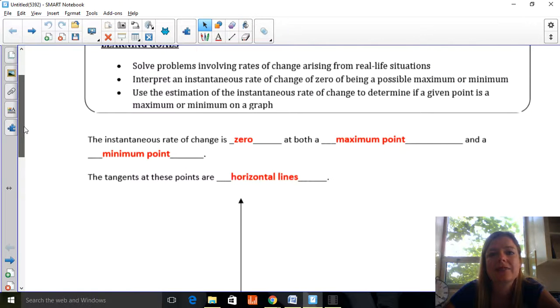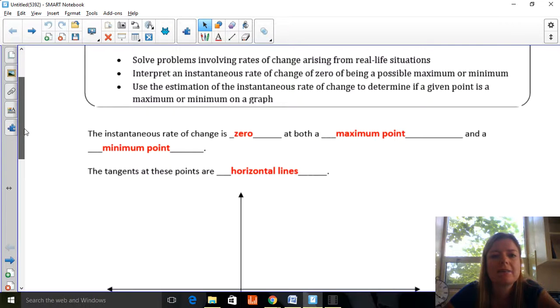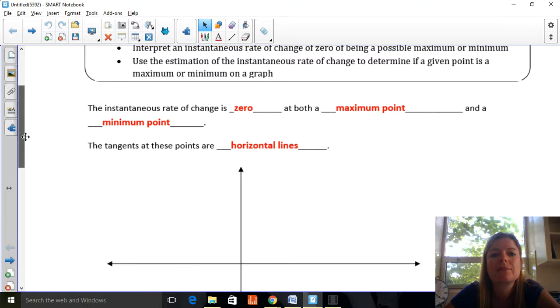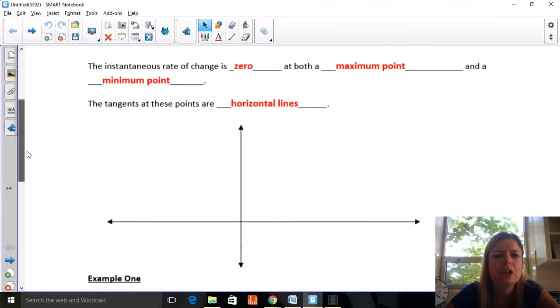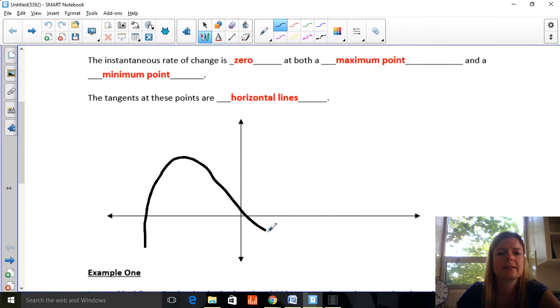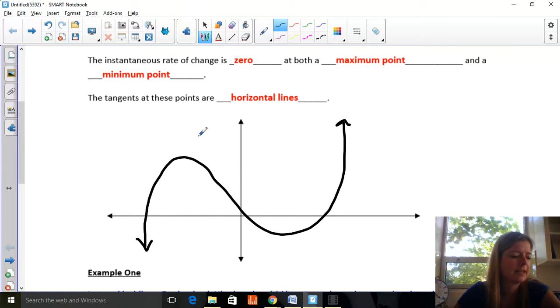Interpret an instantaneous rate of change of 0 being a possible maximum or minimum, and use the estimation of instantaneous rate of change to determine if a given point is in fact a maximum or minimum on a graph. So recall the instantaneous rate of change is just the slope of a tangent at a given point. So if we have a curve, something like this, okay, this is a cubic, we'll be learning more about that. You can see on this curve we have a maximum that occurs here and a minimum that occurs here.